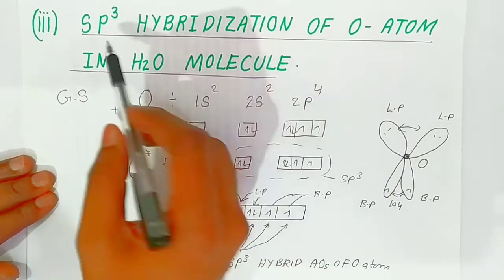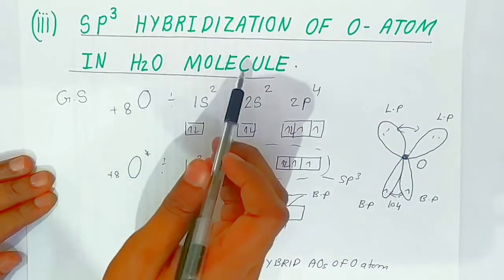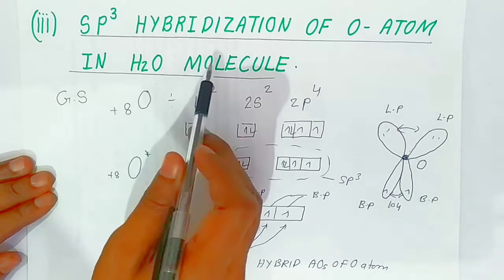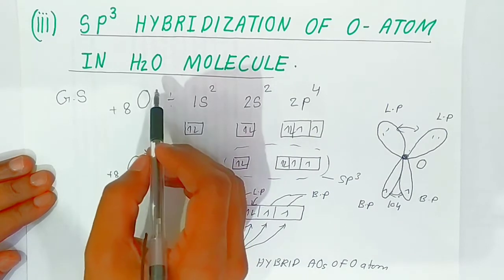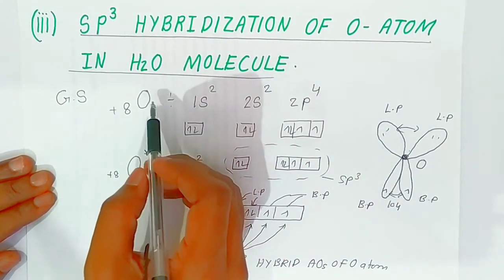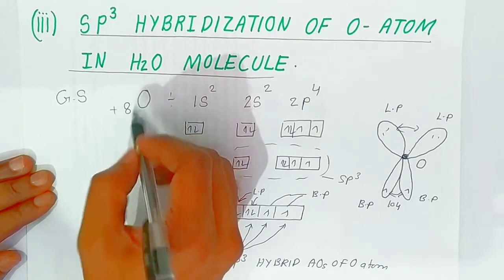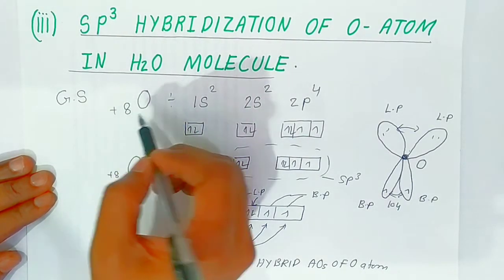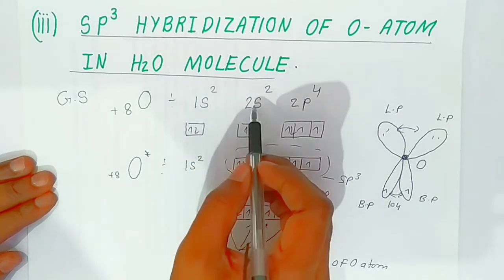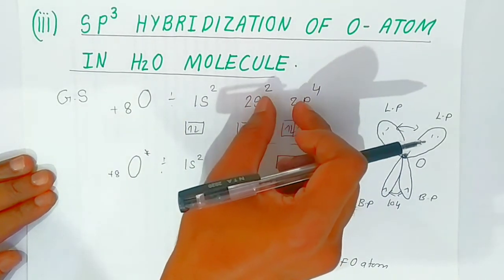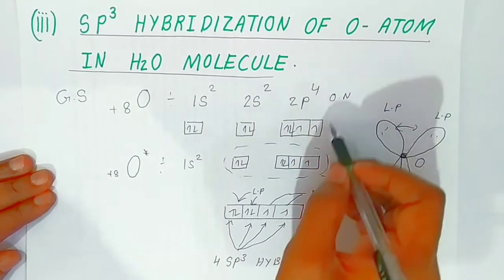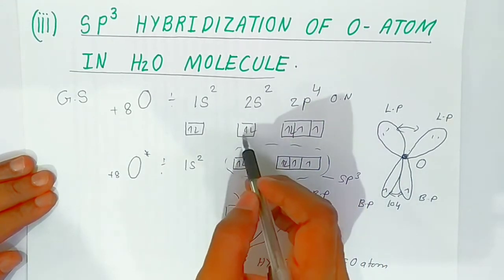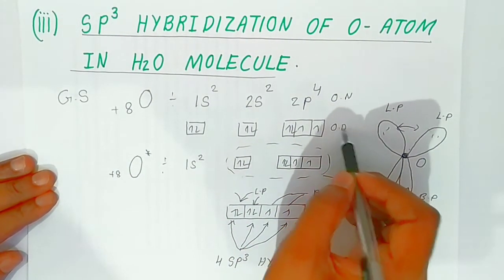Now students, one more molecule, that is the water molecule. sp3 hybridization of the oxygen atom is also happening in the water molecule. If you want to explain the hybridization in the water molecule, you should know the atomic number of oxygen. The atomic number of oxygen is 8. The 8 electrons are distributed like this: 1s2, 2s2, 2p4. These energy levels are very close to each other. This is the orbital notation, the orbital diagram of 2s2, 2p4, shown like this.